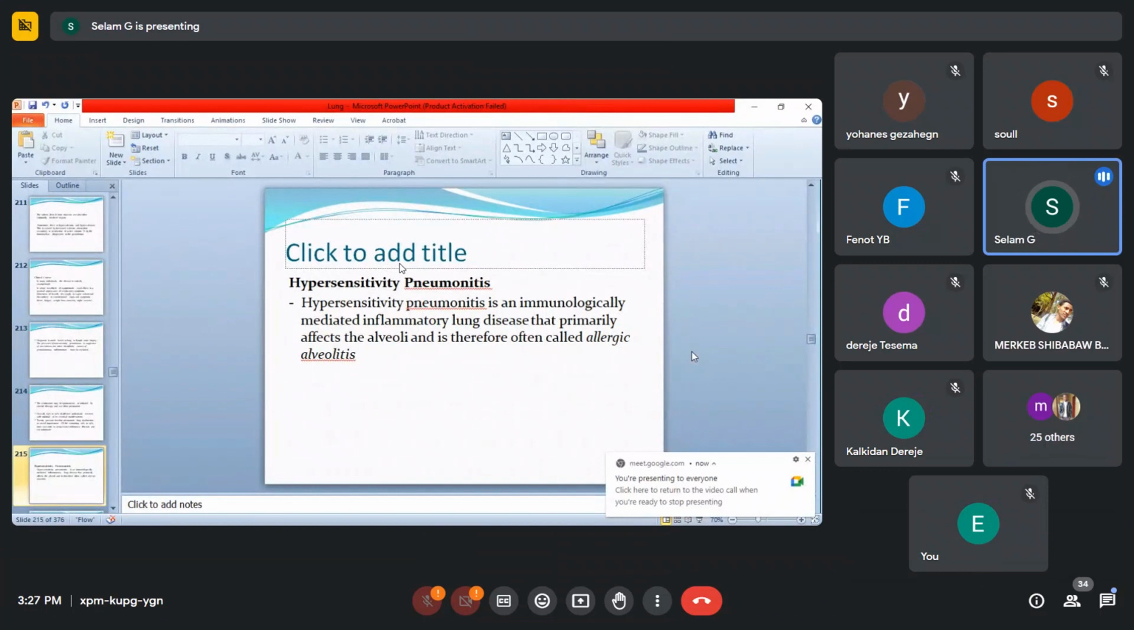The next group are hypersensitivity pneumonitis. Hypersensitivity, as the name implies, is overactivation to some triggers. Hypersensitivity pneumonitis is an immunologically mediated inflammatory lung disease that primarily affects the alveoli and is therefore often called allergic alveolitis. So it is at the lower end of the airway, not in the upper like asthma.